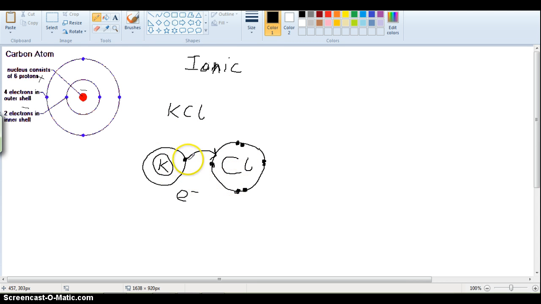When one atom gives up an electron, the other one takes it. The one that takes the electron has a small negative charge, the one that loses it has a small positive charge, and then they bond together and form a compound or a molecule, in this case KCl.